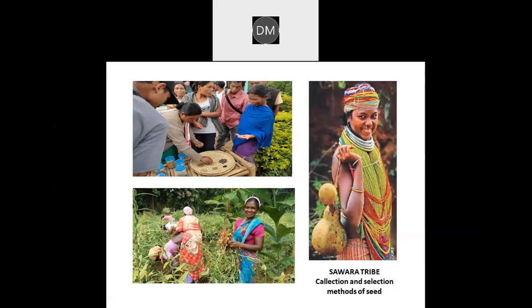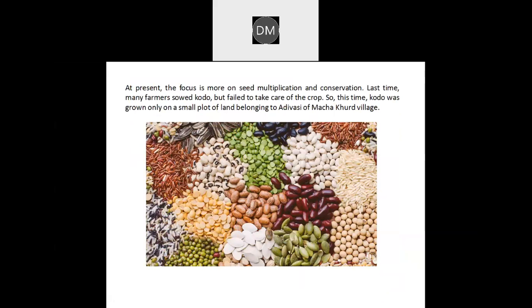At present, the focus is more on seed multiplication and conservation. Last time, many farmers sowed the seeds and the crop failed. So this time, the crop was grown only on small plots of land. Most of the tribals had the basic idea that the seeds they have, they should save, use, and then use them again while preserving them.